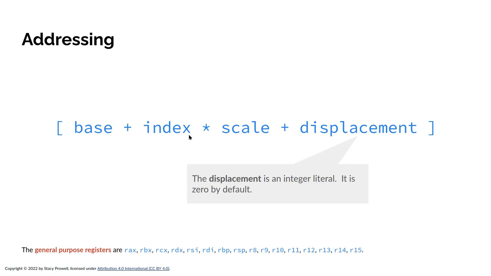In case you don't remember what the general purpose registers are, they are right down here. Those are your general purpose registers. Notice that the stack pointer is one of them. So I can refer to things on the stack by just dropping the stack pointer right in here, and that will work fine. This, by the way, is a signed displacement, so this could be negative.